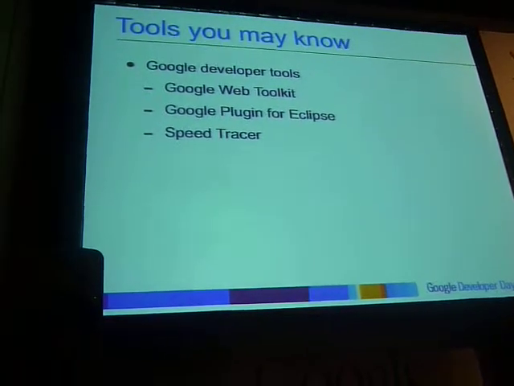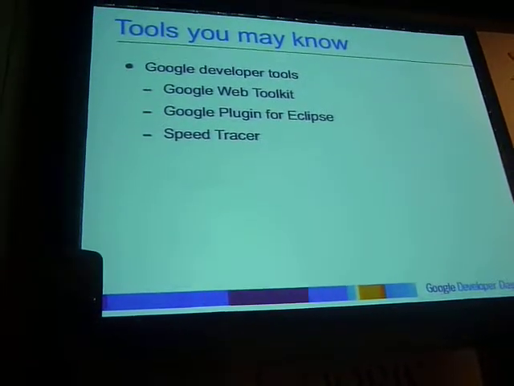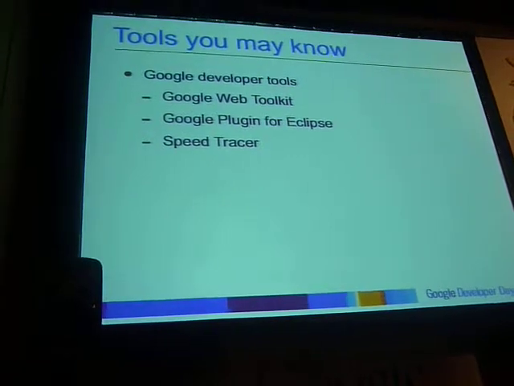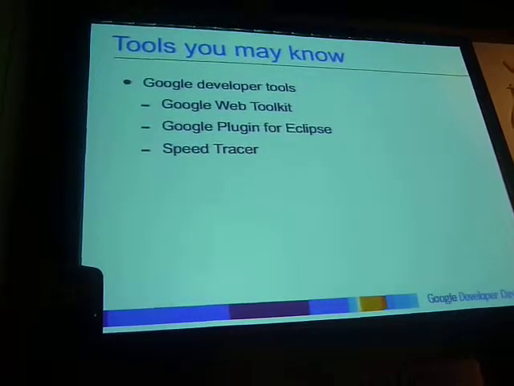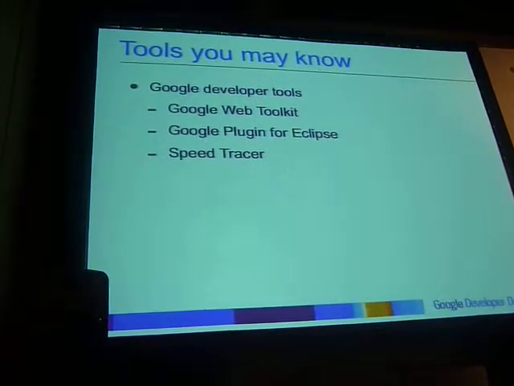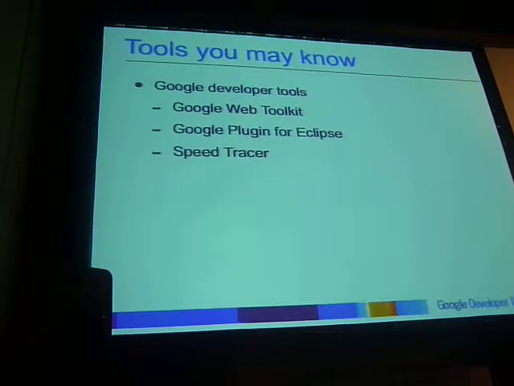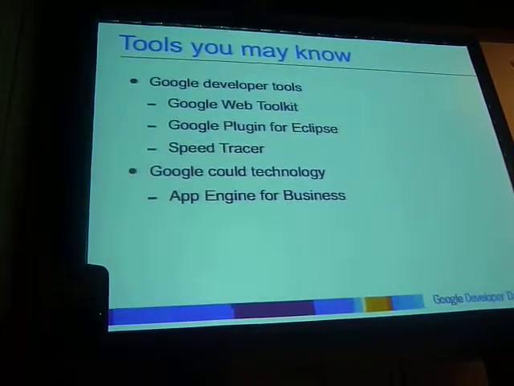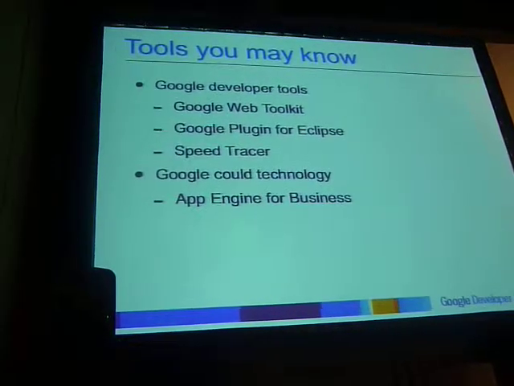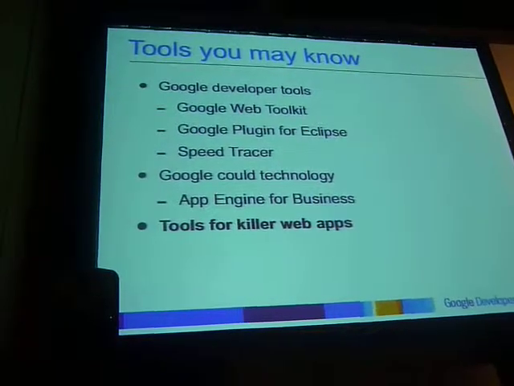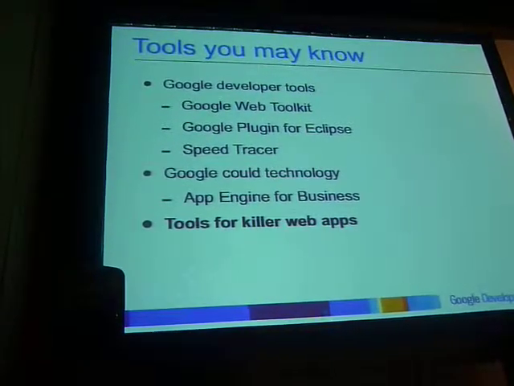We have Google Web Toolkit, our Java to JavaScript compiler and code generation. Google Plugin for Eclipse, which gets you back into the IDE. Speed Tracer to measure sluggishness in the browser. And then we have, obviously, cloud technology, App Engine for Business, as well as the consumer-facing App Engine. And the net was that we have tools for building killer web apps.